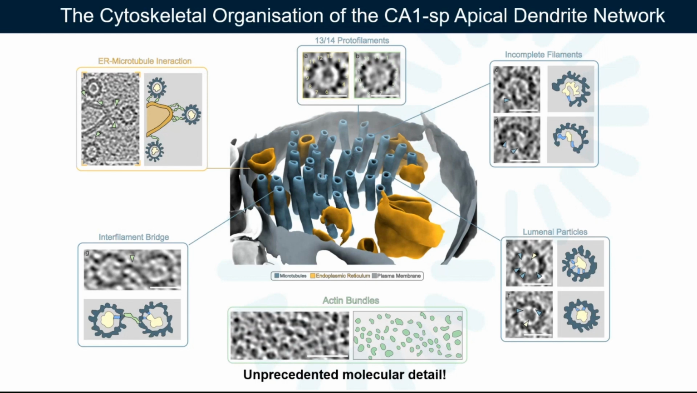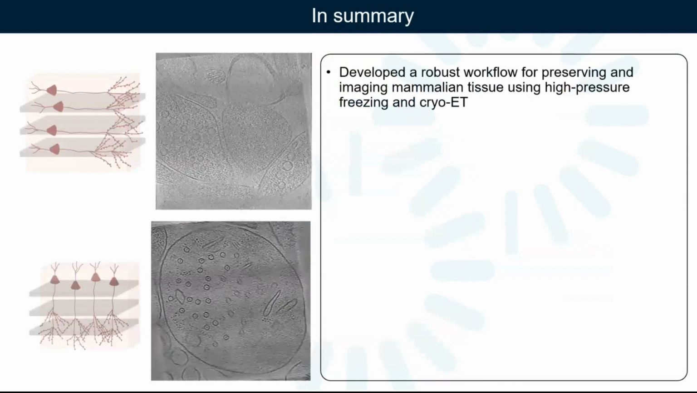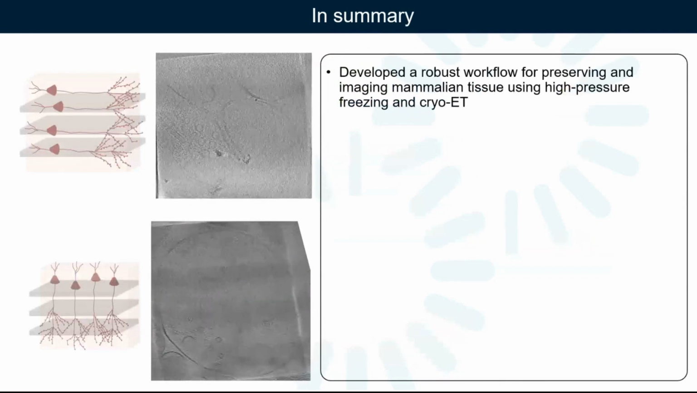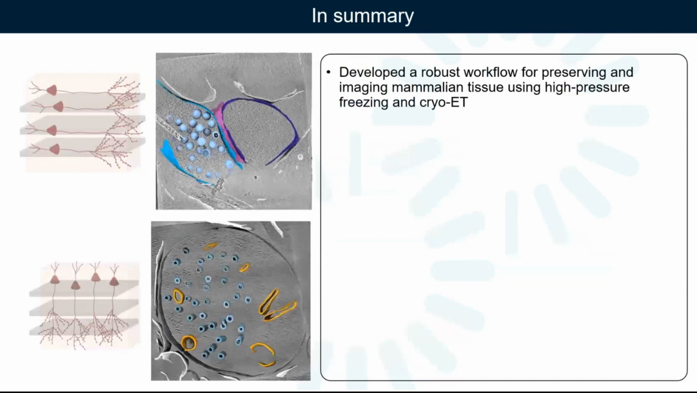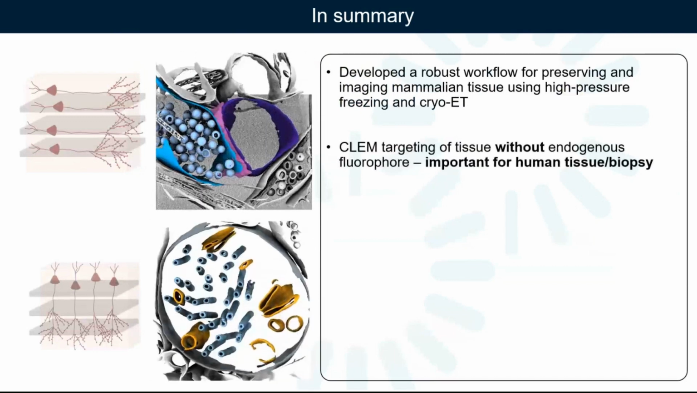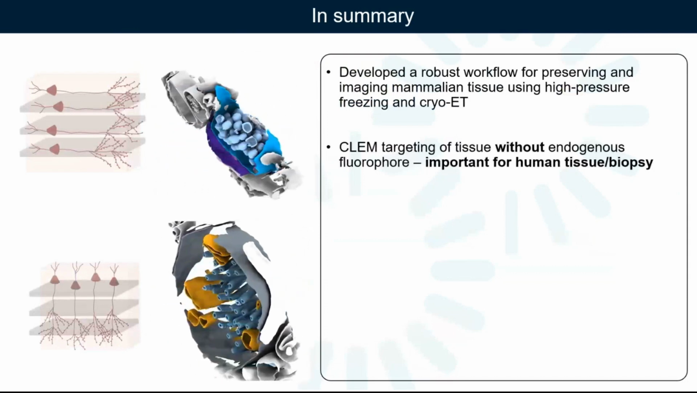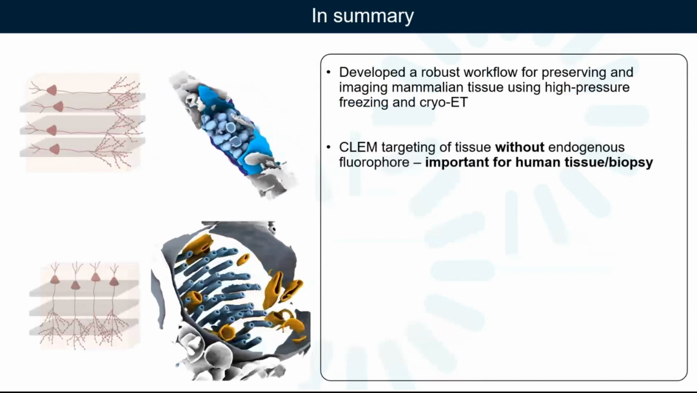So unprecedented molecular detail. So yeah, to summarize, we've developed this workflow to do structural biology inside tissues that's reproducible and high throughput. We can use CLEM to target regions of interest without an endogenous fluorophore, which is important for human tissue samples or biopsies.